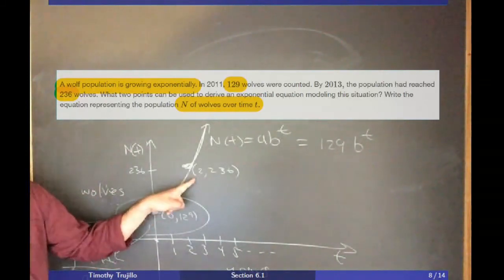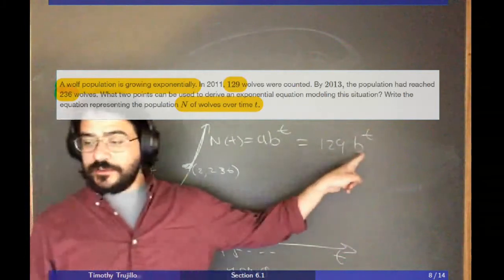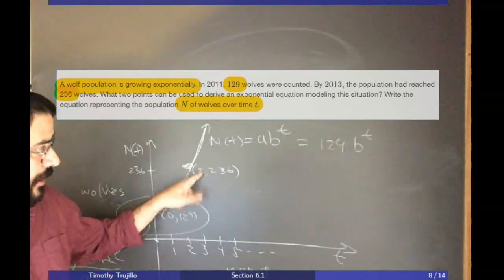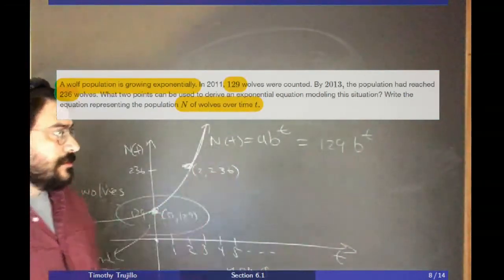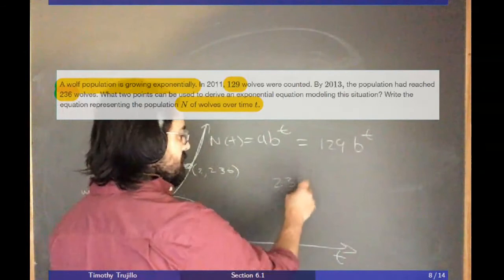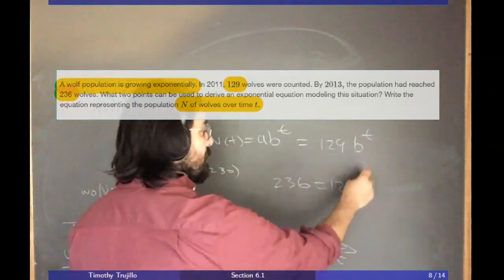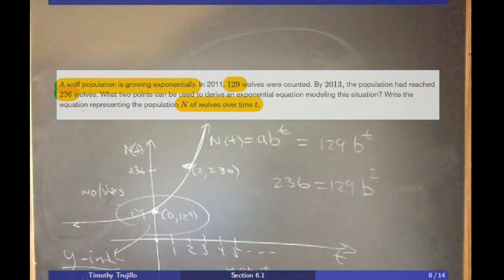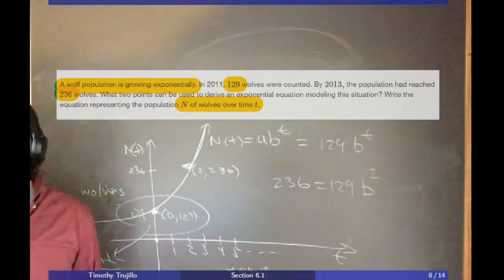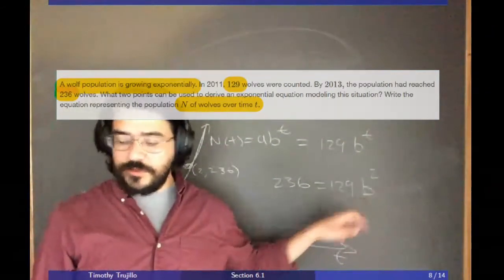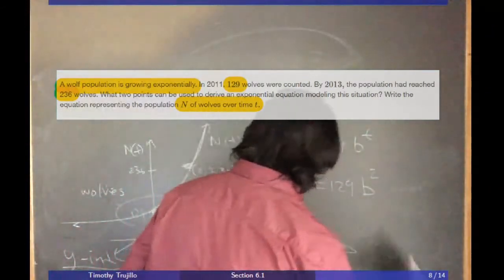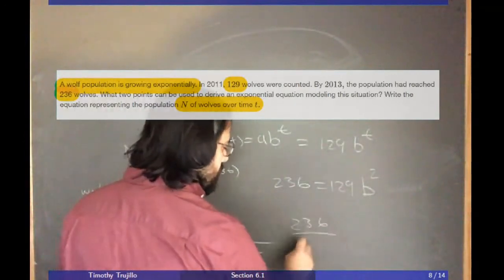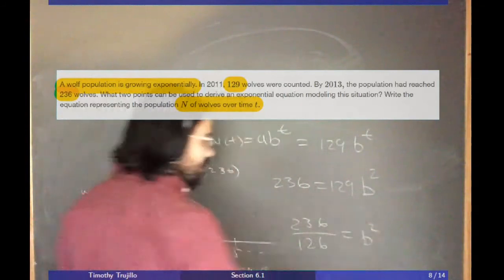Now we can take this point and use it to figure out the value of b, right? So how do we do that? Well, when t is equal to 2, n of t is equal to 236. So the formula should look like this. 236 is equal to 129 times b to the value of 2. And now you can see that the only unknown that we have here is b. So we can go through and solve this equation for b. So your first step is to divide by 129 to get b squared on its own.